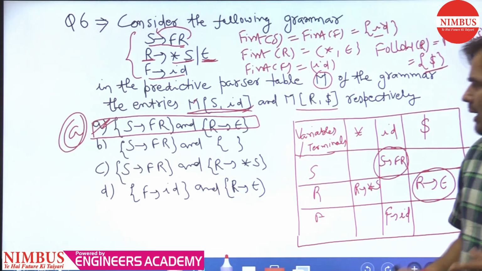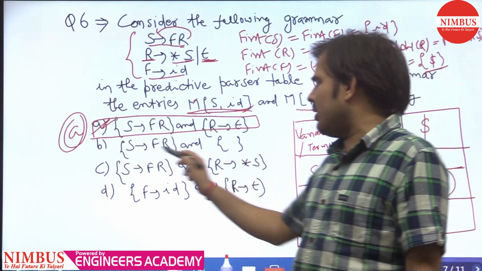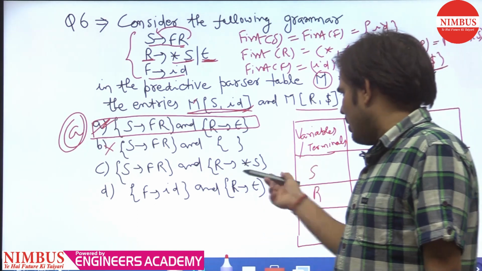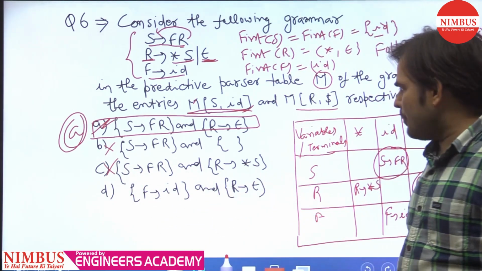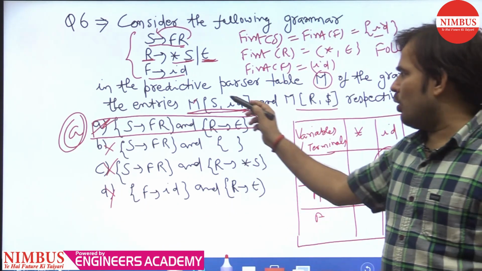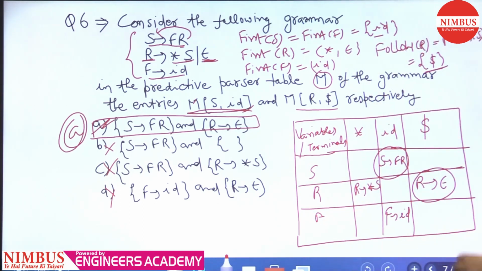So that type of question they can ask you. S tends to FR, yes, but this is not an empty set. S tends to FR and R tends to asterisk S, no, R tends to epsilon is there. Option D, F tends to ID and R tends to epsilon: F tends to ID is not the entry asked, S tends to FR. It is asking not on F, it is asking on S. Okay, so option A is correct here, guys.